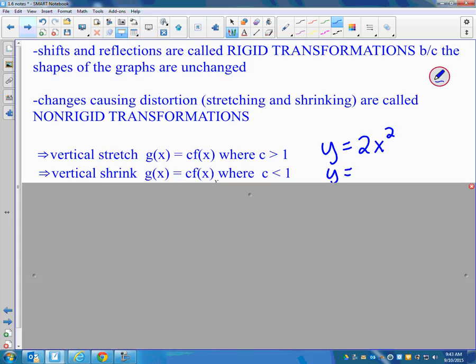If the number out front is less than 1, and by less than 1 I don't mean a negative number, basically I mean between 0 and 1, because a negative means a reflection, right? Negative has nothing to do with stretch or shrink. If it's between 0 and 1, then that's going to shrink it down or compress it down. So that would be like, I don't know, 1/4 times the absolute value of x. Try not to use x squared every time.